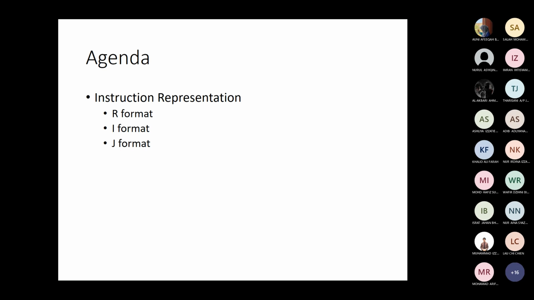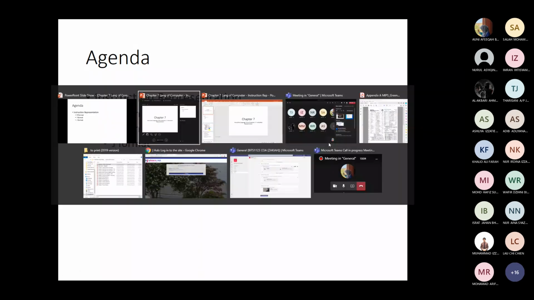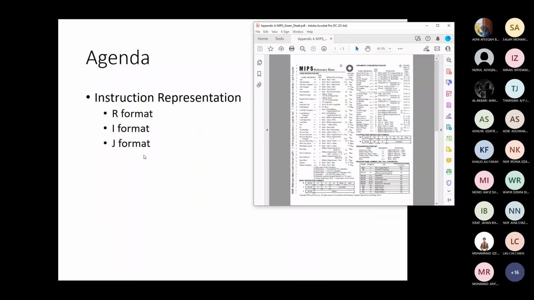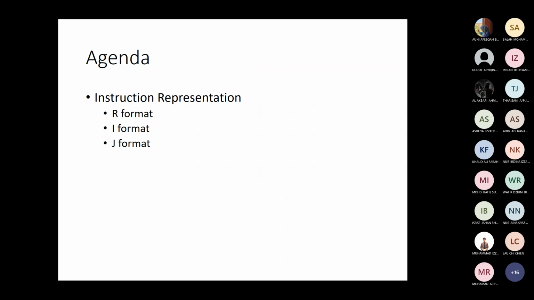First, I will explain instruction representation based on three formats: R, I, and J. Today you will learn how to decode a MIPS code to a machine instruction using these three formats. You need to open your MIPS green sheet, together with the slides, so that you can learn how to represent it.